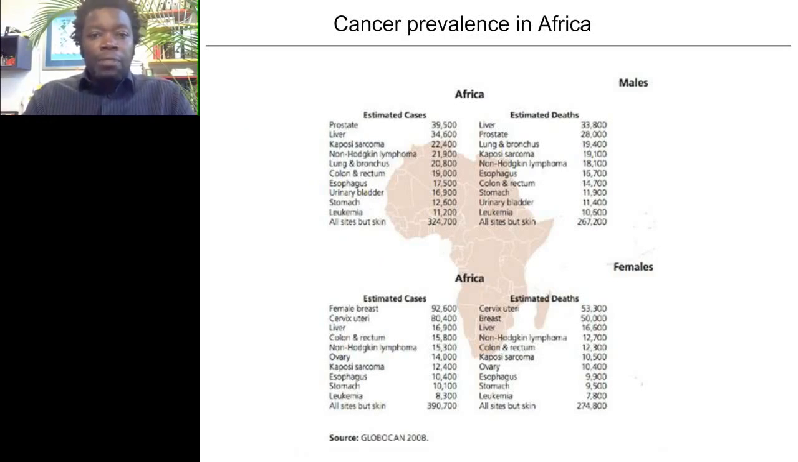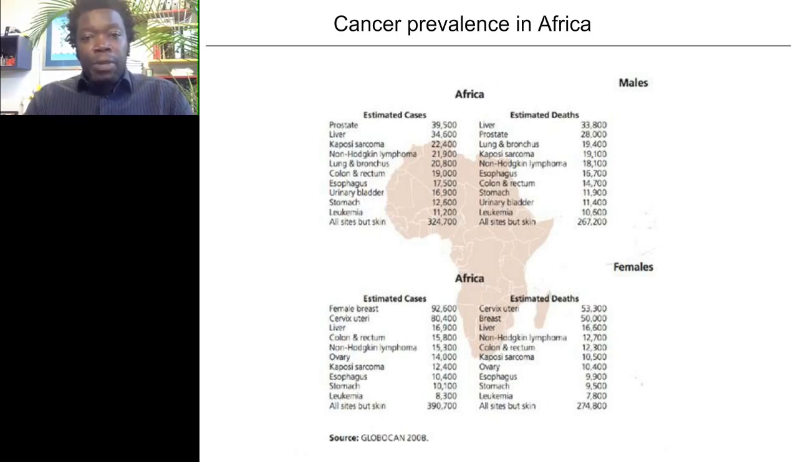So when we look at, now we're looking at individual statistics for different cancers that occur in Africa. Again, these statistics are quite out of date, and the 7-year-old statistics show you the paucity of data that's collected on cancer in Africa.